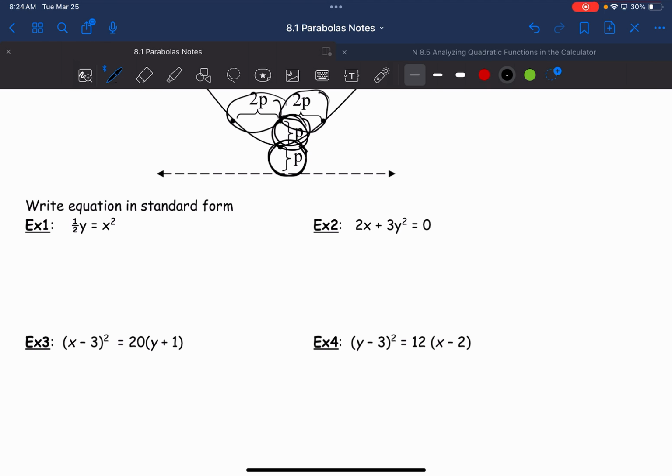So what would we do to get y by itself? Right. So I'd multiply both sides by 2. And now I've got y equals 2x squared, right?